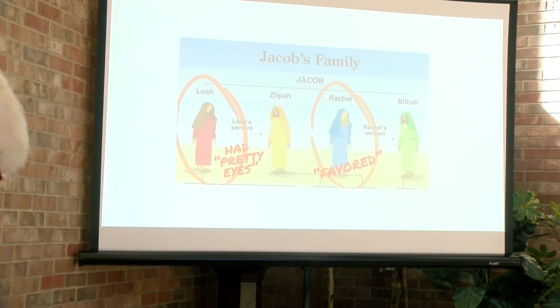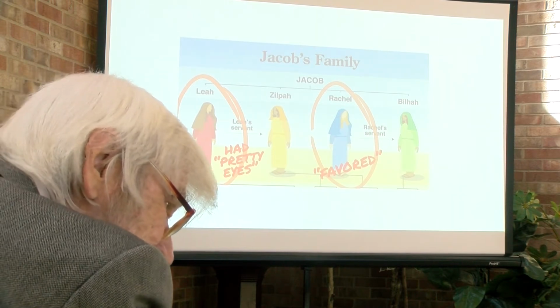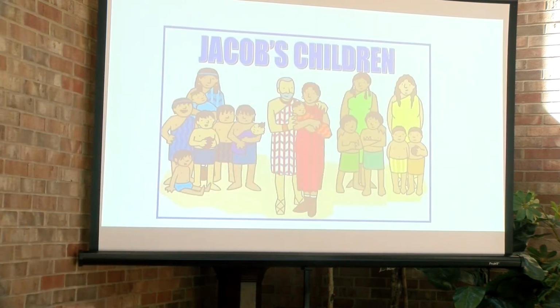Now, at the time that Leah was married to Jacob, Laban gave to Leah Zilpah, who was a servant girl, to be her maid. Rachel, when they were married 7 years later, was given Bilhah. That would be her maid. What we have here are 4 different women, because what happened is that Jacob had children with all of them.